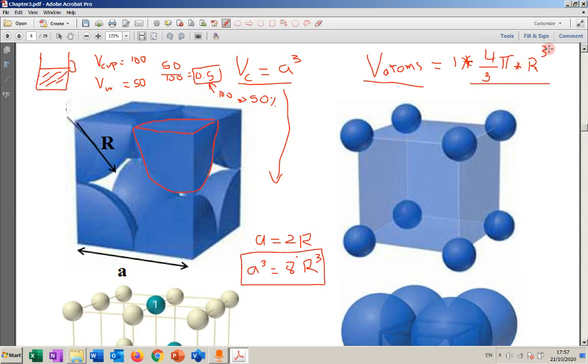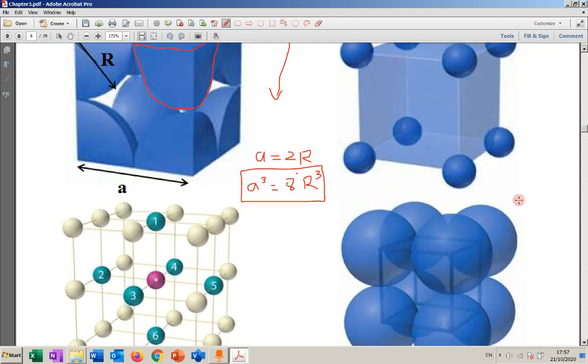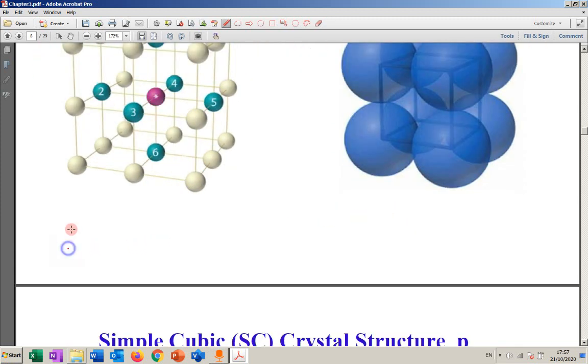4 over 3 pi times r cube. We have 1 atom. We calculate the number of atoms, and the volume of an atom is a sphere, 4 over 3 pi r cube. Now let's calculate the atomic packing factor. It's equal to the volume of atoms over the volume of the cell, the unit cell, the cube we calculated.